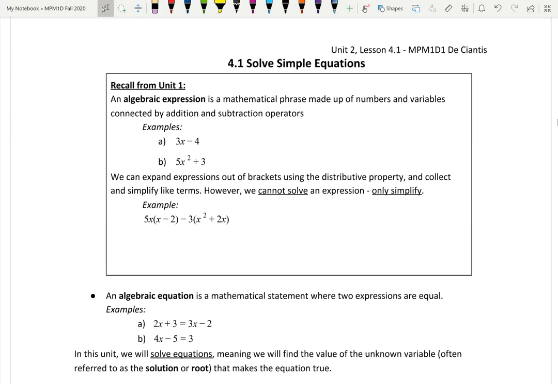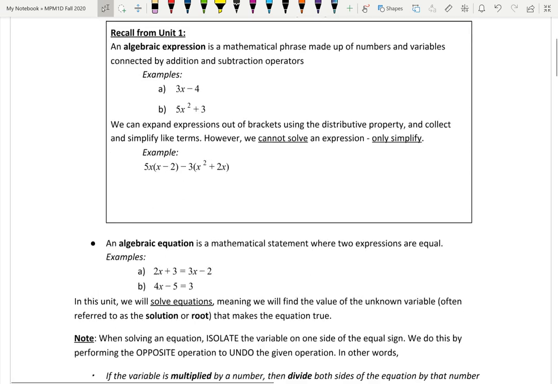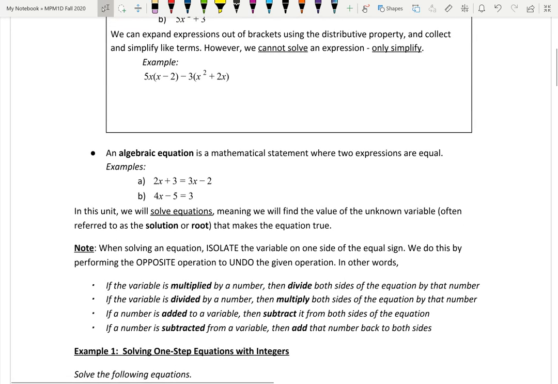So what can we do with these expressions? Well, we've learned that we can expand out of the brackets using the distributive property. We can also collect and simplify like terms. However, we cannot solve an expression. Okay, so we can only simplify an expression. So when you hear the term simplify in math, this is what we're talking about.